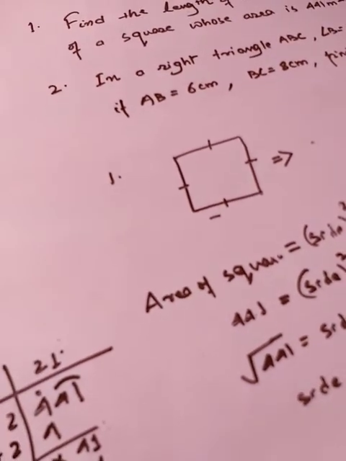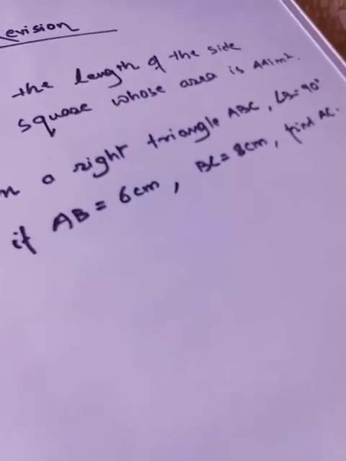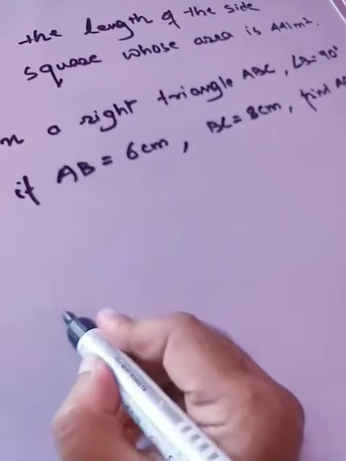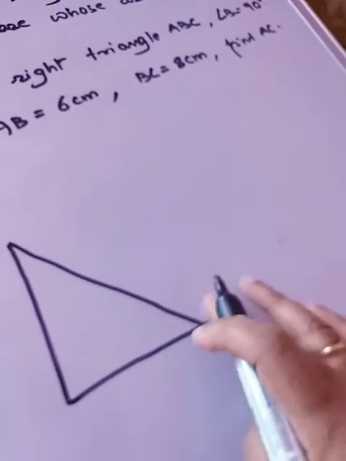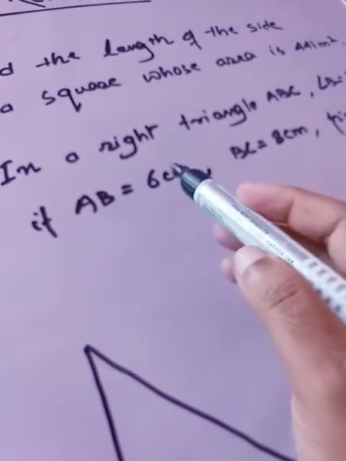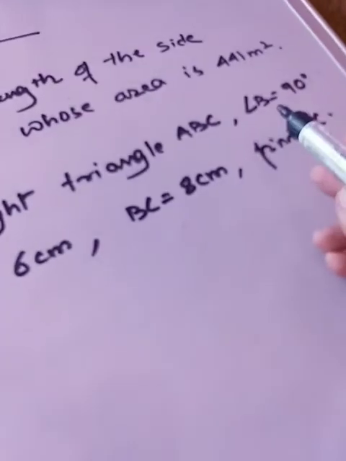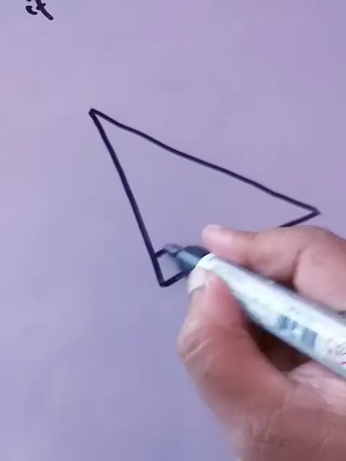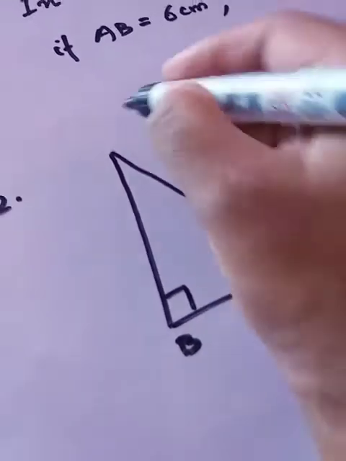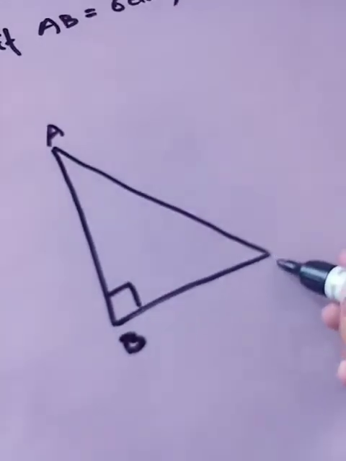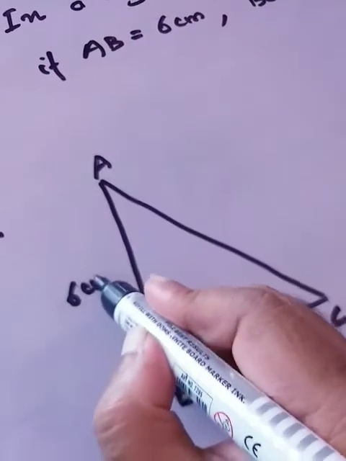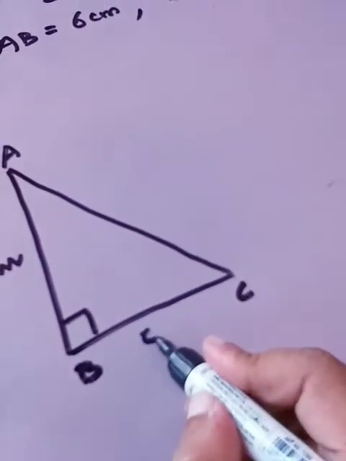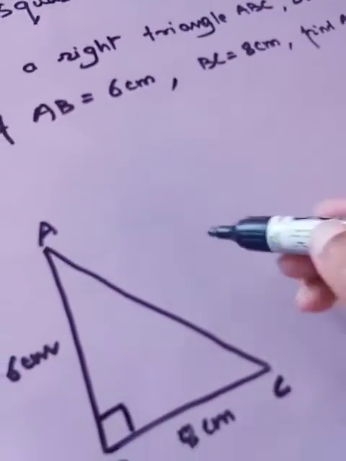Let's move on to question number 2. In a right angle triangle, first we draw a right angle triangle. Now this is your right angle triangle ABC, where B is equal to 90 degrees. So 90 degrees will be placed on B. This will be A, B, and this will be C. Now what measurements are given? AB is equal to 6 centimeter. BC is given 8 centimeter. And you have to find out AC.